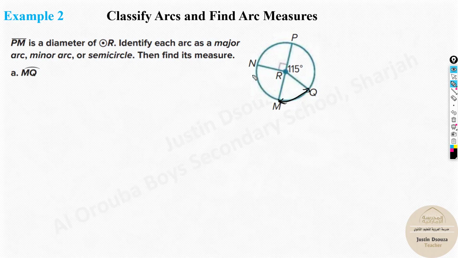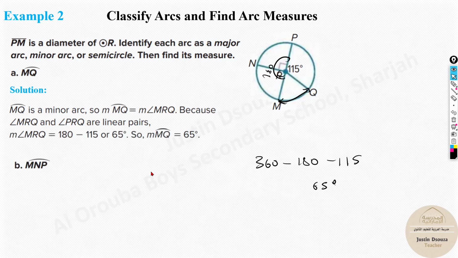And then we know that PM is the diameter. So this total is 180 degrees, or this is 90. So this is also 90. And 115. So it's just 360 minus 180 minus 115. 360 minus 180 is 180 itself. So it's just 180 minus 115, that will be 65 degrees. So that is the answer for arc MQ, 65 degrees.